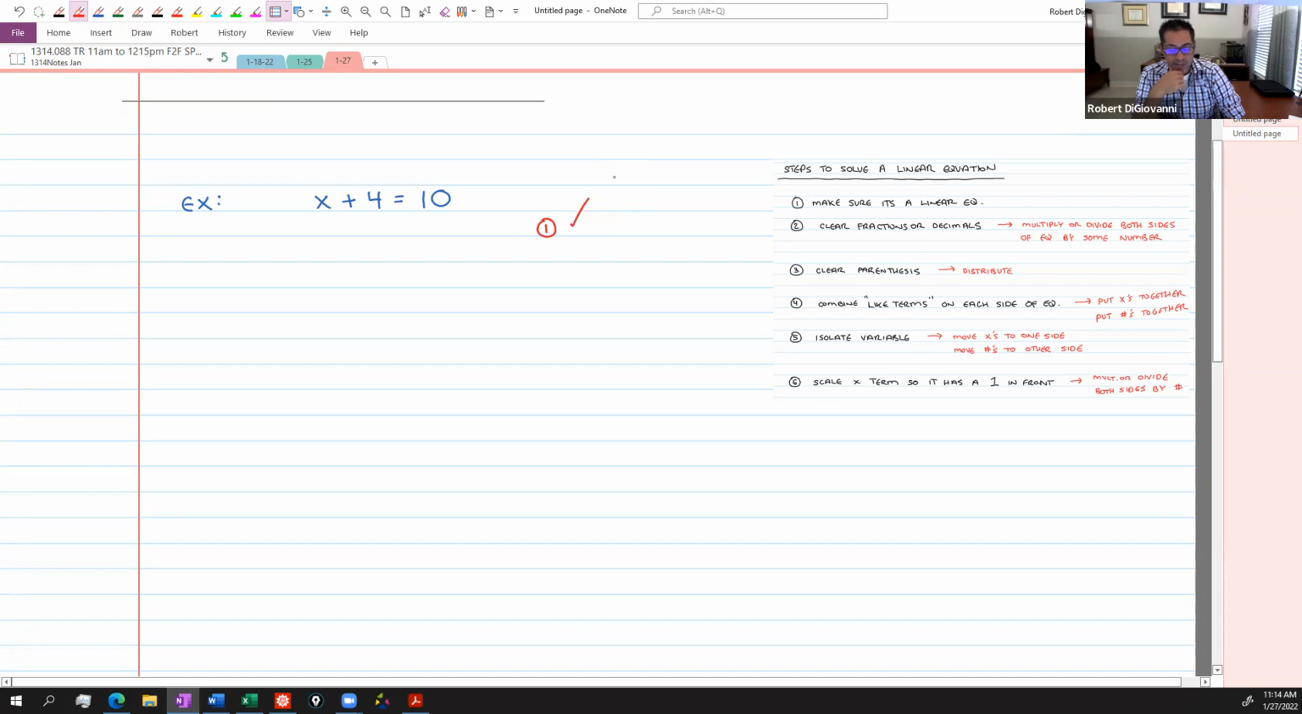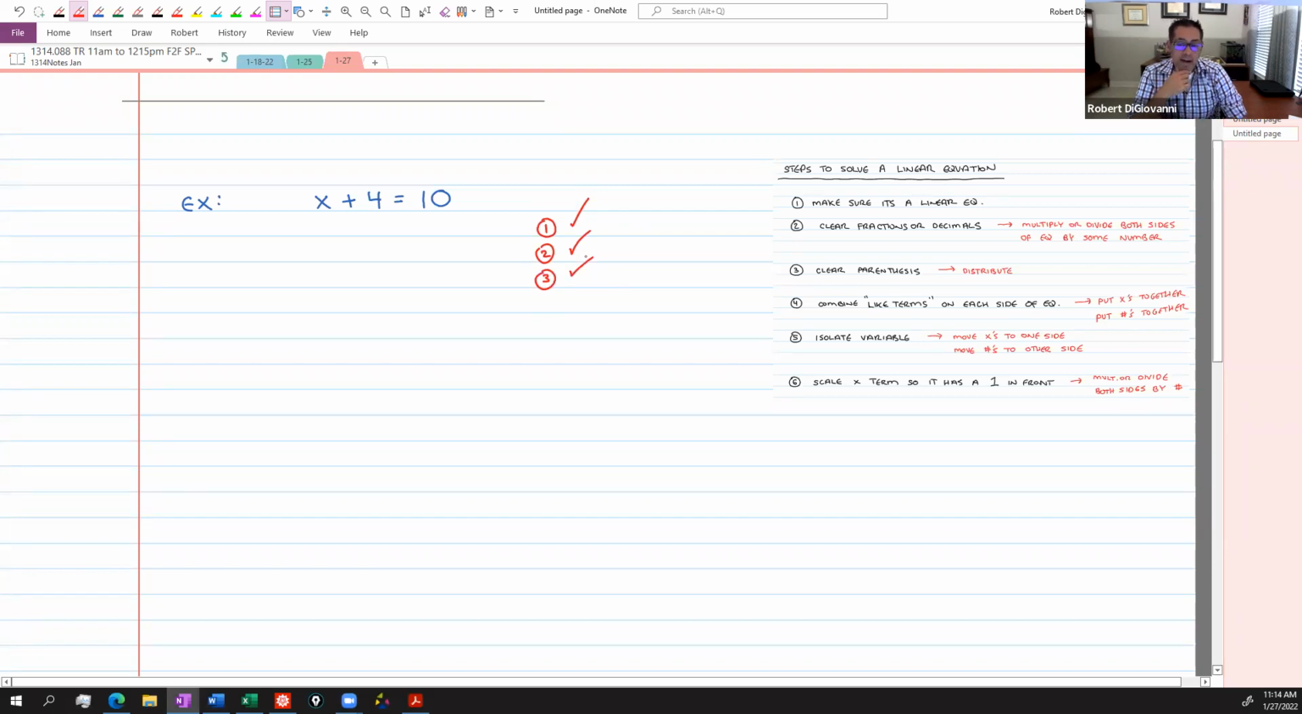All right, next step, clear fractions or decimals. Do you see any fractions? No. Do you see any decimals, like 4.25 or something like that? No, right? No decimals. So there's nothing to clear. So step 2 is done. Clear parentheses. Do you see any parentheses? No, right? So step 3 is done.